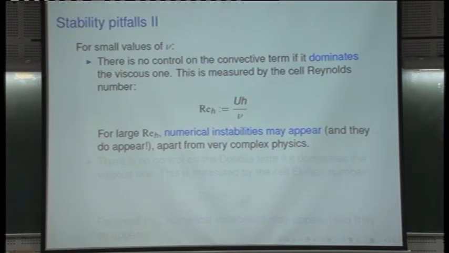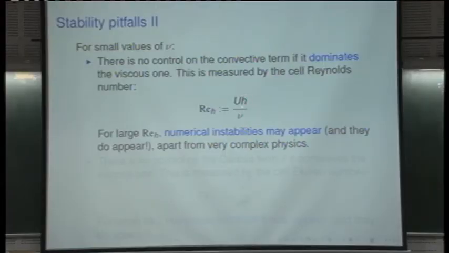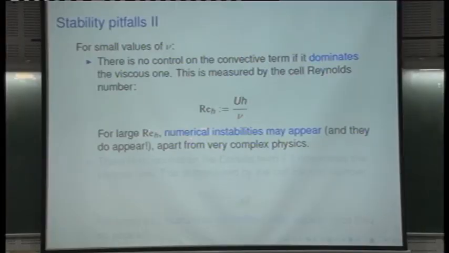That's what controls it. We have seen that in the context of the convection diffusion equation. Do you remember which is the analogous number for the convection diffusion equation, the number that measures the ratio between convection and diffusion? The Peclet number. So that's the Peclet number. In the Navier-Stokes equation, the number that matters is the cell Reynolds number. For large Reynolds number, we know that instabilities may appear, apart from complex physics in Navier-Stokes. Okay, we know the problem of convection-dominated flows.